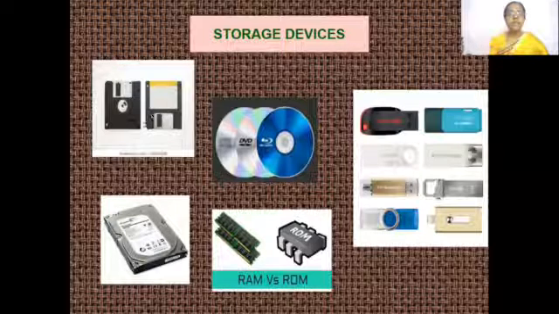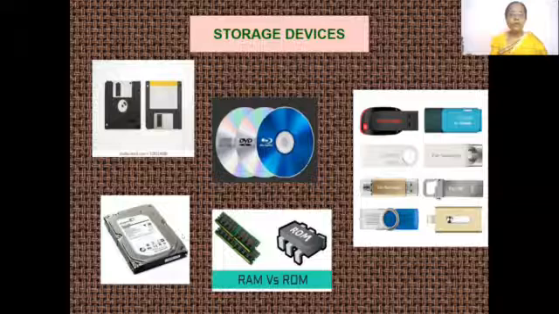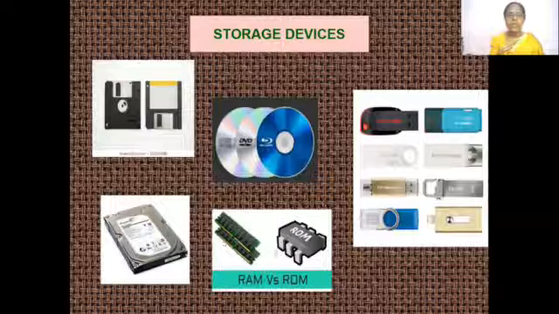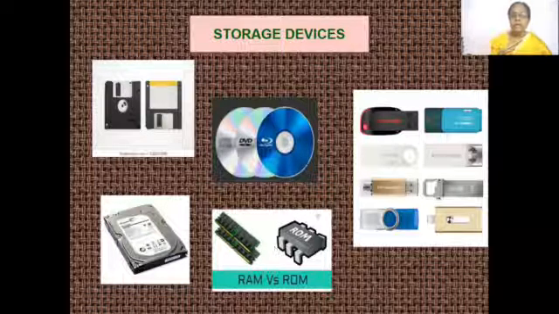Some storage devices are given here. This is a floppy disk. This is a CD type. You have different types of CD, that is DVD and Blu-ray. Then you have the hard disk, which is inside your CPU. Then you have the RAM and ROM. These are the two types of memory sticks that you have inside the computer to store all your storage. That is basically used for storing all your programs for starting the computer on.